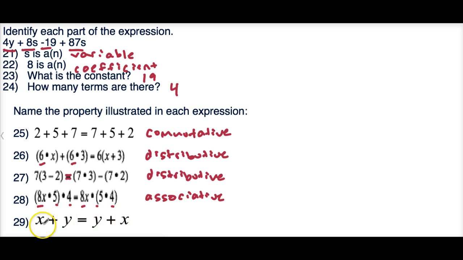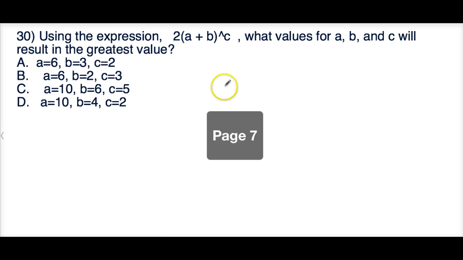And finally, we have another example of the commutative property dealing with variables. It doesn't matter whether you have variables or numbers, constants, the same property is represented. So it is commutative. All right, moving on to our last question.